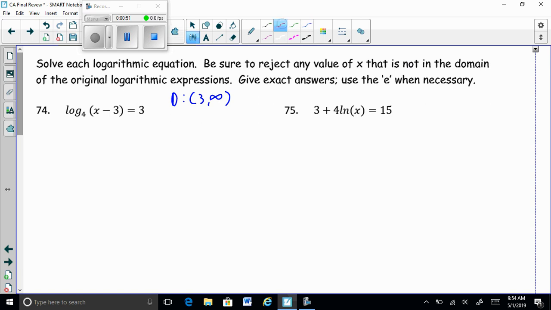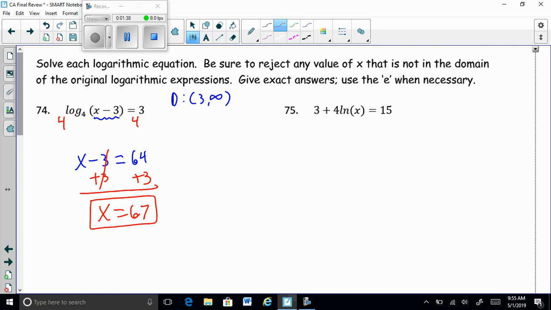So the little trick we do here is kind of like the one-to-one property but backwards. What we're going to do is introduce bases and create these to be exponents. So I'm going to put a 4 here, and a 4 here. The property is, if you have 4 raised to a power of log base 4 of whatever's being evaluated, that's what it simplifies down into. So this simplifies to x minus 3 equals, and then 4 to the third power is 64. Then we add 3 to both sides, and I get x equals 67. That's my answer, and there's no issues with 67 being my answer.